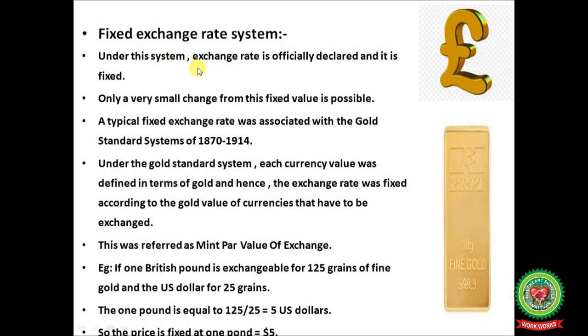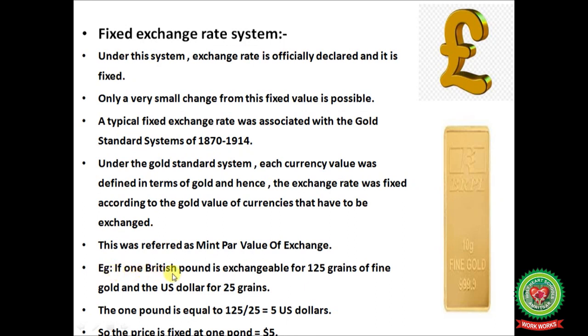Under this system, the exchange rate is officially declared and it is fixed. Only a very small change from this fixed value is possible. A typical fixed exchange rate was associated with the gold standard system from 1870 till 1914. Under the gold standard system, each currency's value was defined in terms of gold, and hence the exchange rate was fixed according to the gold value of the currencies that had to be exchanged. This was referred to as the mint par value of exchange.